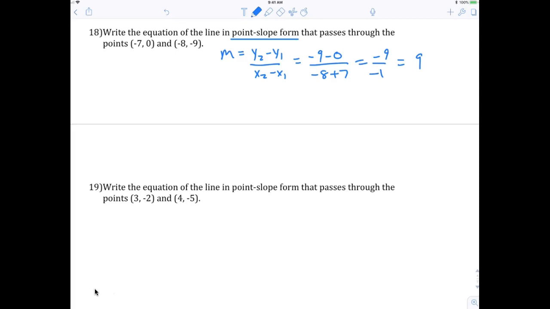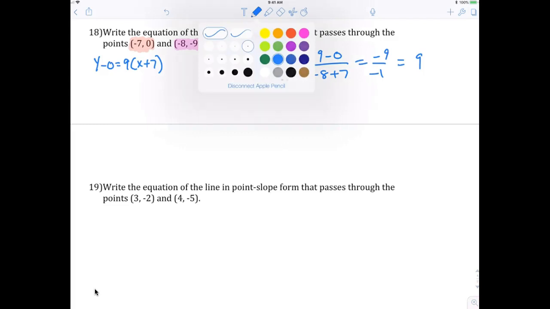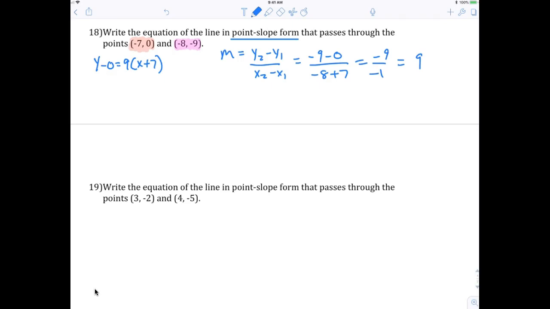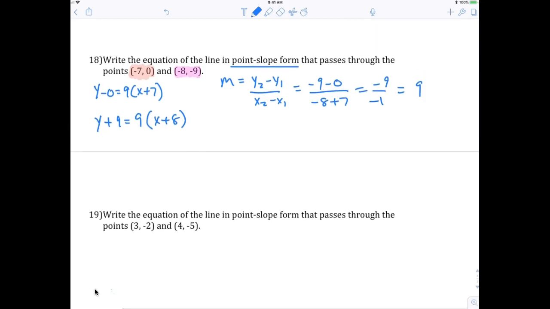And now you have a choice. You can select the first point, or you can select the what? The second point. All right? So if you were choosing the first point, the answer would be y minus 0 equals 9 times x plus 7. If you chose the second point, your answer would be y plus 9 equals 9 times x plus 8. Anybody have any issues? Either one of those would be correct. Either one. Come on. The point slope, y minus y1 equals m times x minus x1. That's why I want you to write it down over and over and over.